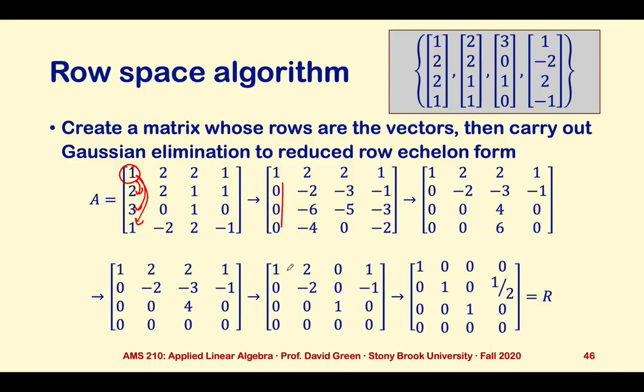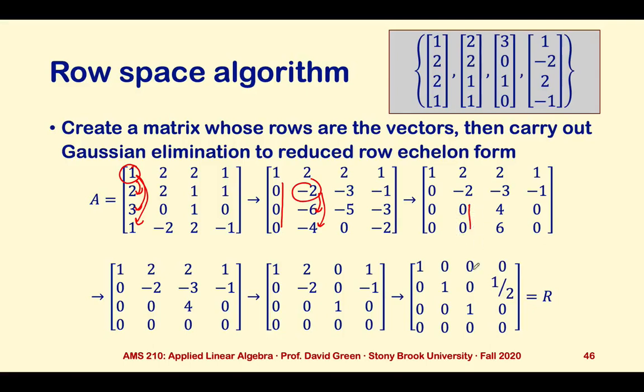We've zeroed out underneath the first pivot, so we move over and down to our next pivot and eliminate downward again. The third row minus 3 times the second row. 6 minus negative 6, or 6 plus 6 is 0. Negative 5 plus 9 is 4. Negative 3 plus 3 is 0. And the fourth row minus 2 times the second row. Negative 4 plus 2 is 0. 0 plus 6 is 6. And negative 2 plus 2 is 0.